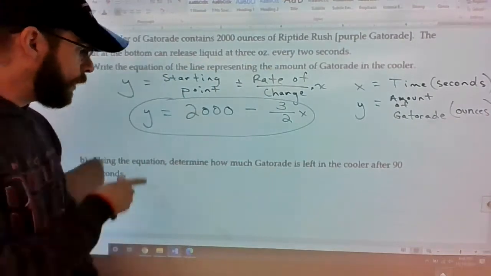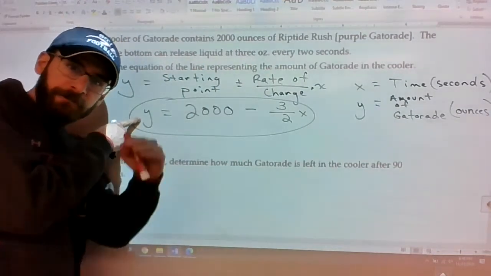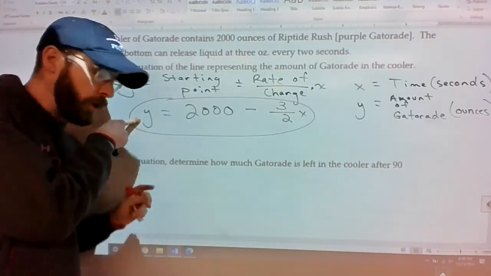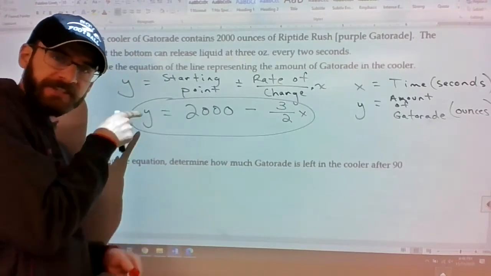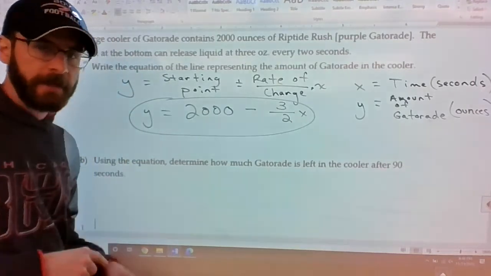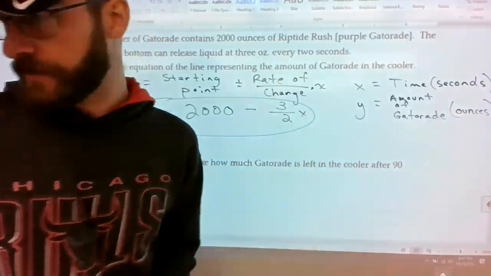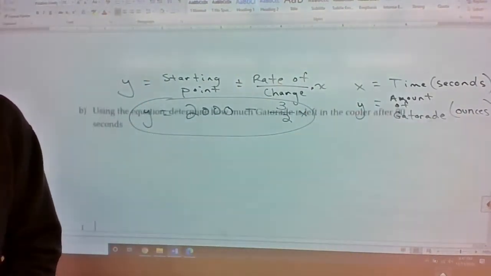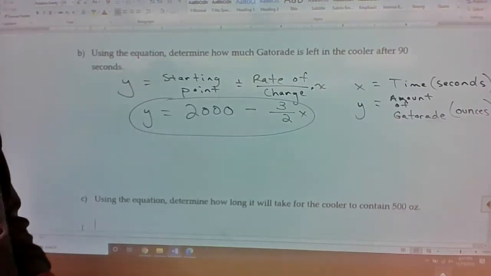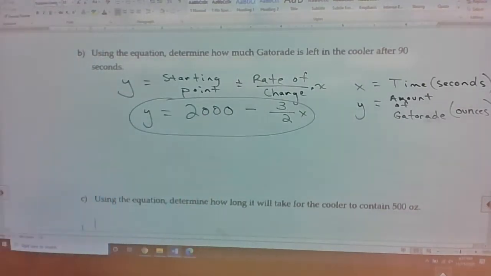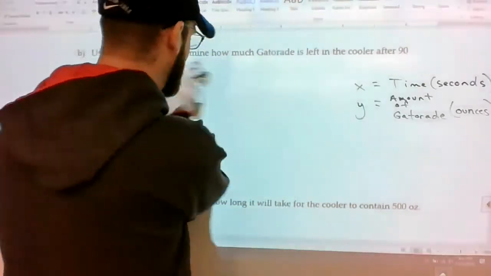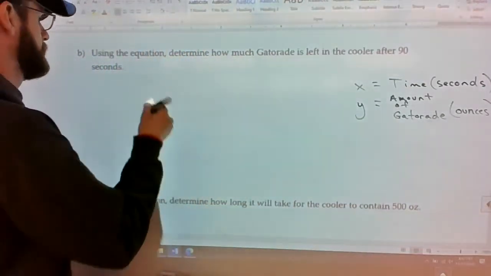Okay, so now we're using this equation for each subsequent question. This is our model to go on. And we're using the fact that x is equal to seconds, y is equal to ounces. So, for part B, I'm going to use this equation. 2,000 minus 3 halves x.